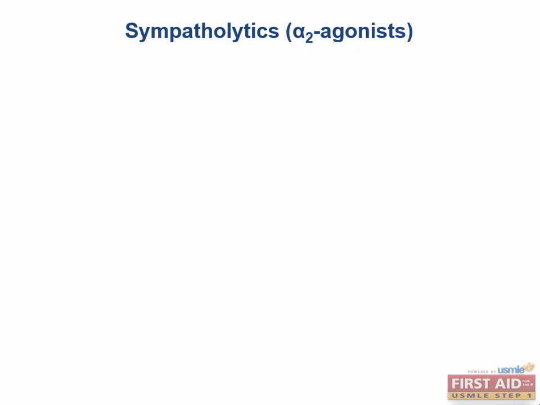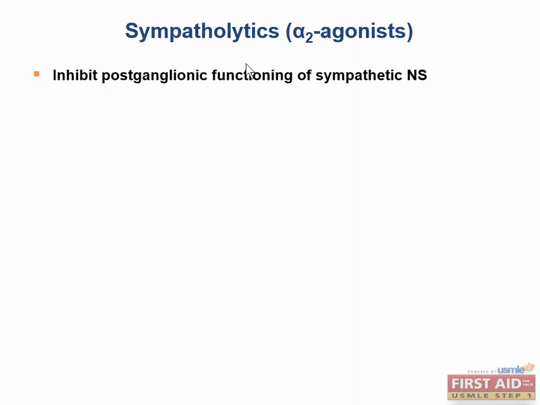We just talked about our sympathomimetics. Now we can shift to our sympatholytics. So what are the sympatholytics? Sympatholytics are drugs that are going to inhibit postganglionic functioning of our sympathetic nervous system. And before I talk about these, I want to briefly touch on alpha 2 receptors one more time. So do you remember what the action of stimulating an alpha 2 receptor was?